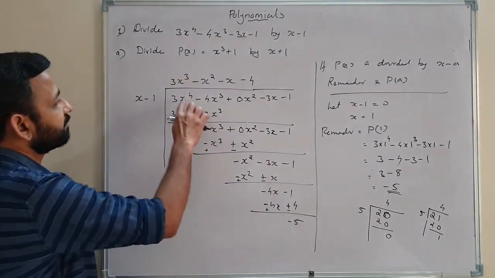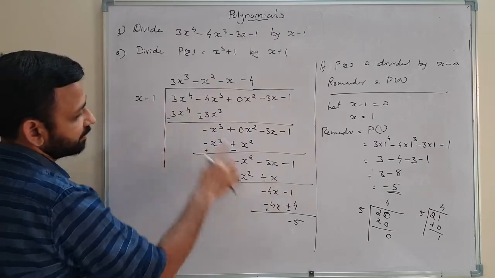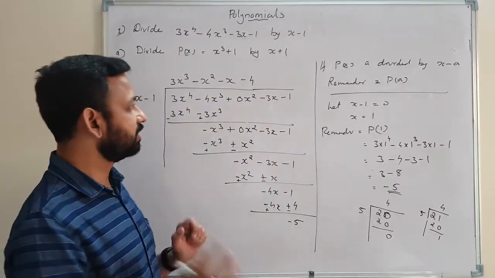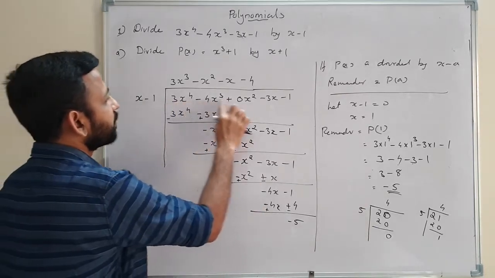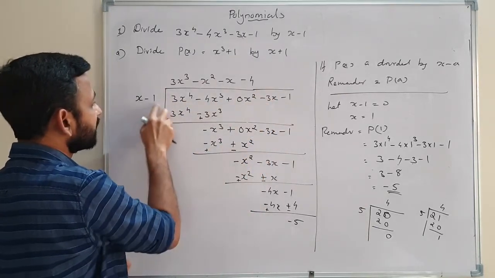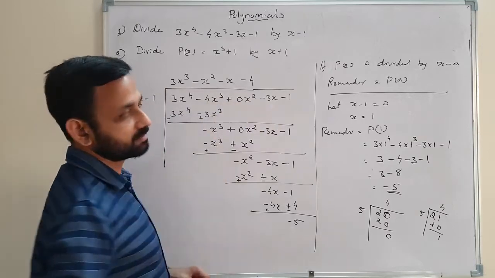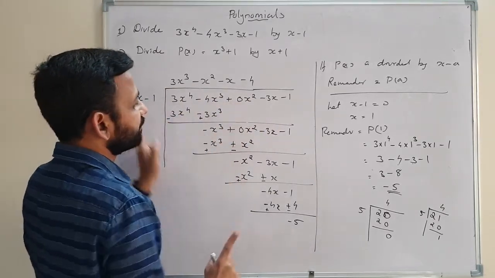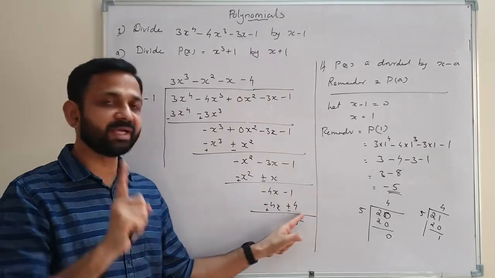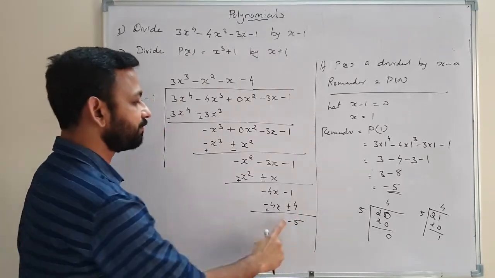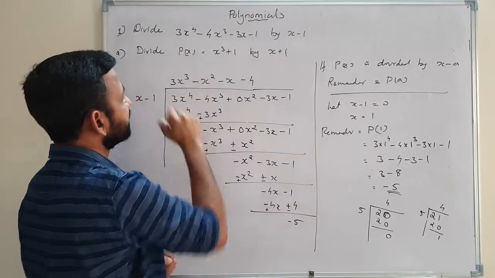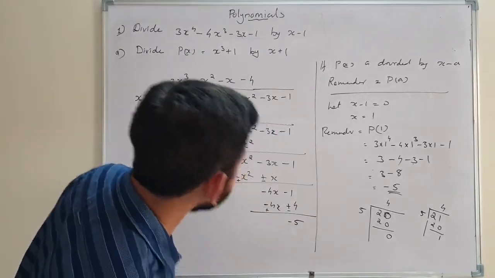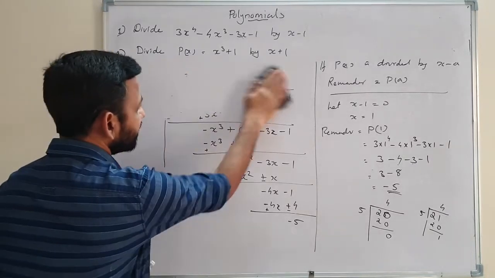Similarly, when we divided this polynomial by x minus 1, we got remainder minus 5, and that remainder is not equal to 0. So we can say that x minus 1 is not a factor of p(x). Reason: the remainder is not equal to 0. If the remainder is equal to 0, then we can say that it is a factor of p(x). So now we can do the second question.